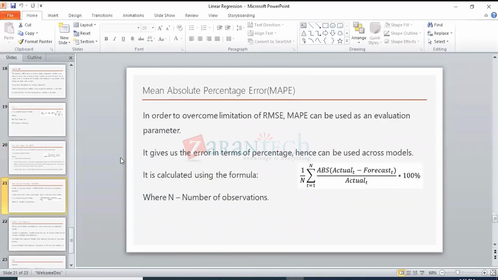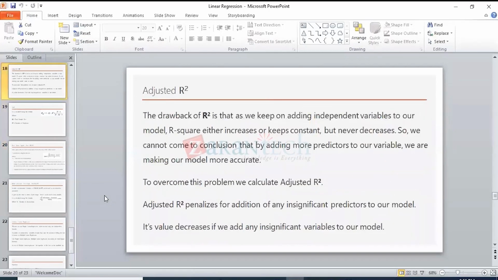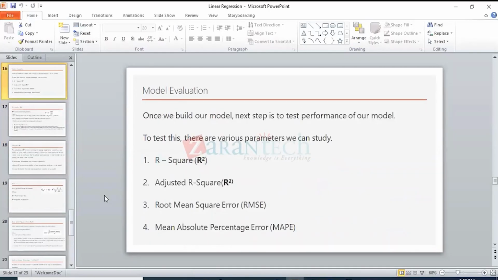Okay, it doesn't say why MAPE is not very popular. No problem. I have seen so many organizations, they just prefer the R square, adjusted R square value. So these are a few of the evaluation parameters for linear regression. Any doubts till now?